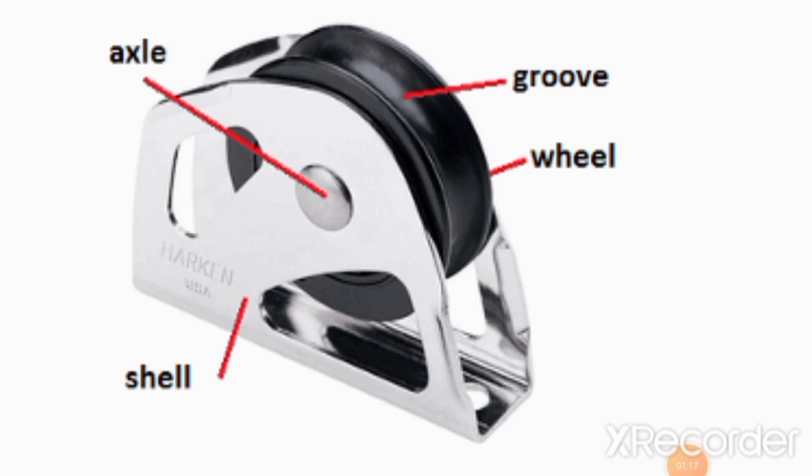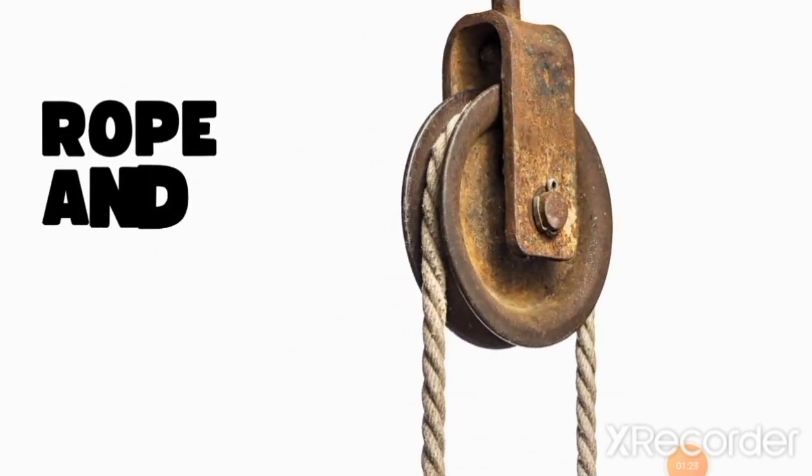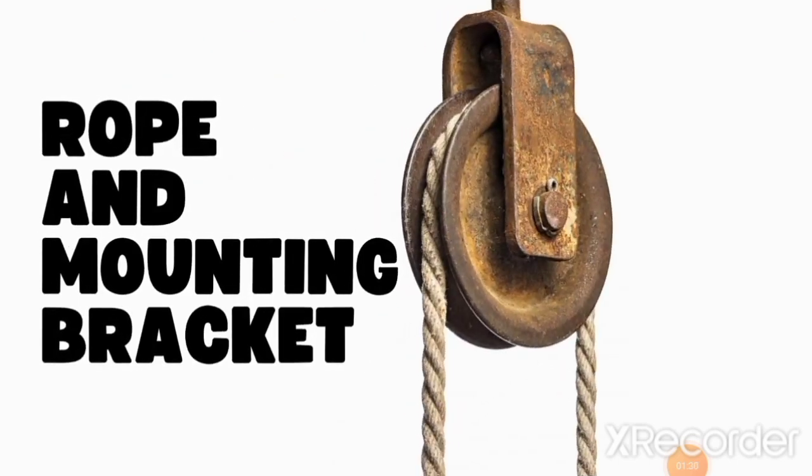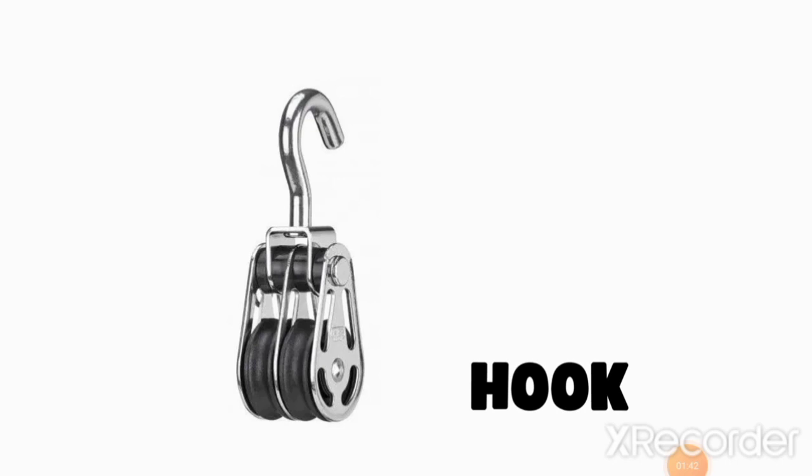And we can also see the axle. The next is the rope and the mounting bracket. This rope can also be a chain, and the mounting bracket helps to keep the wheel in place. The next is the hook. The hook is used to attach the load to the pulley so that it can be lifted. So the hook is used to carry the load.